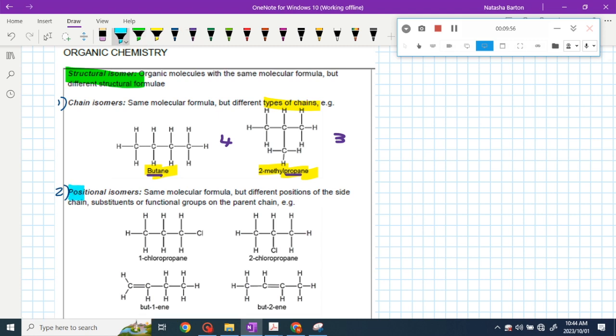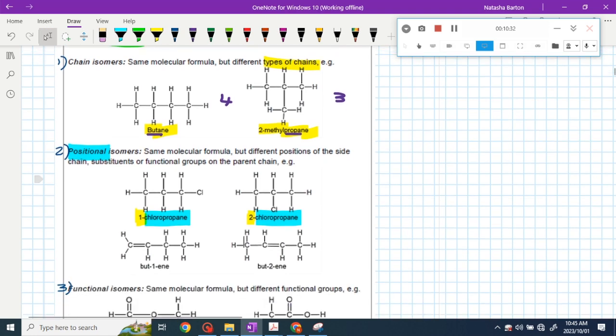If we compare that to the positional isomers, we show position of different substituents. When I say substituents, I'm talking about branches or functional groups. We show positions by making use of numbers. So look at these compounds. Here we have chloropropane, chloropropane. They are both prop, indicating we have 3 carbons. So they are definitely not chain isomers. But what has changed in these names? It is the numbers. We went from 1 to 2. That is how I know it is a positional isomer. The names are going to save you.